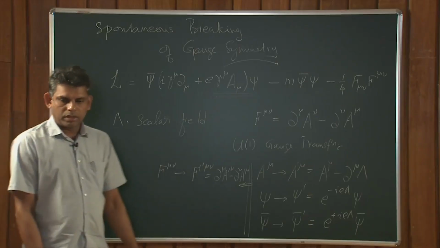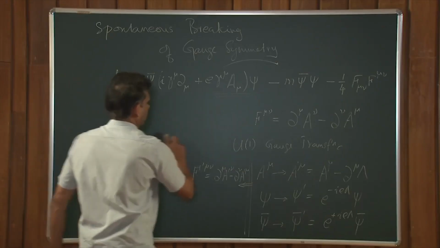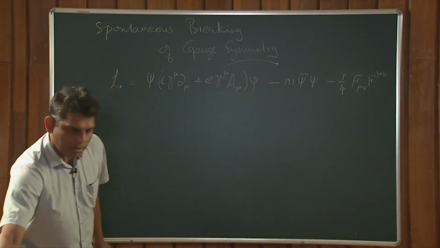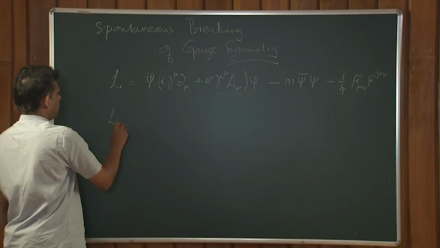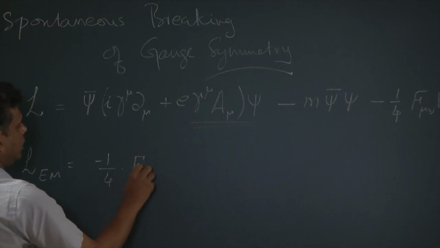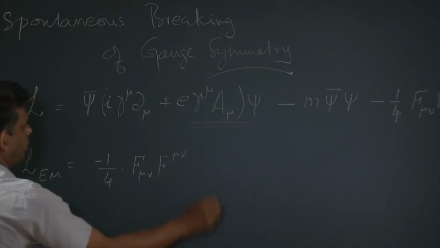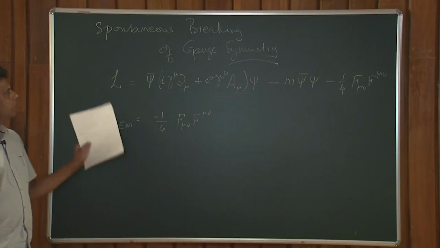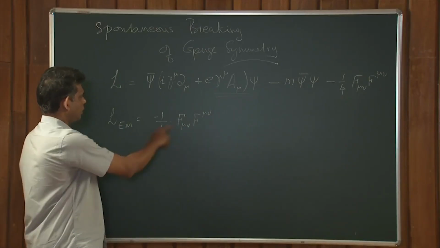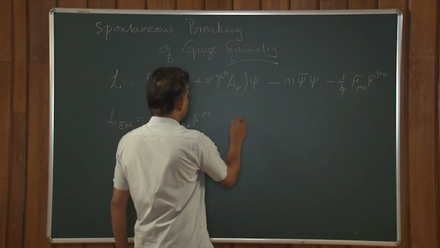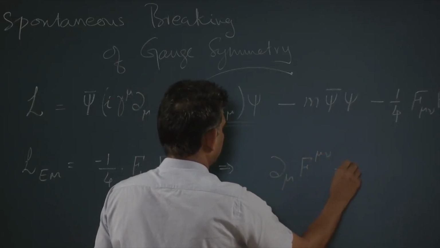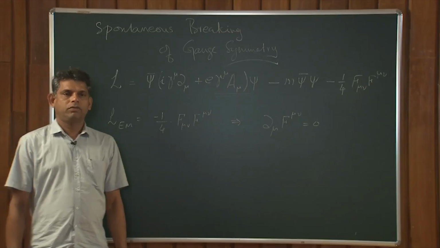Now, let me look at the electromagnetic part of this in a little detail. L electromagnetic is, I will write only this part. This means that we are not considering the electron there. So, it is a free electromagnetic field, only this one, no interactions. So, that gives us the Maxwell's equations, dou mu F mu nu equal to 0. No current, it is in free space.